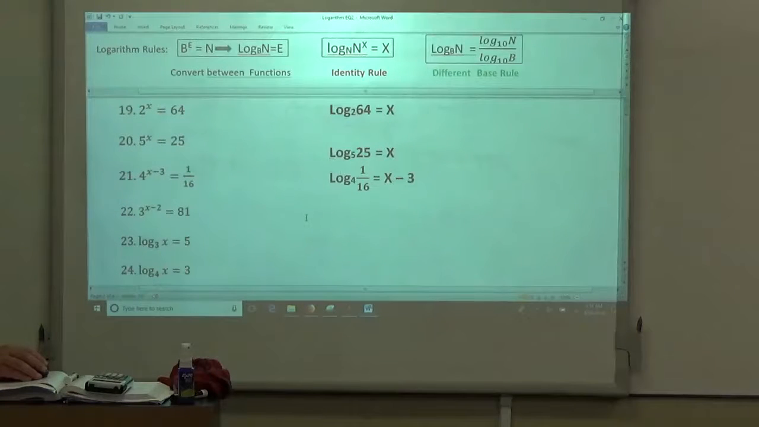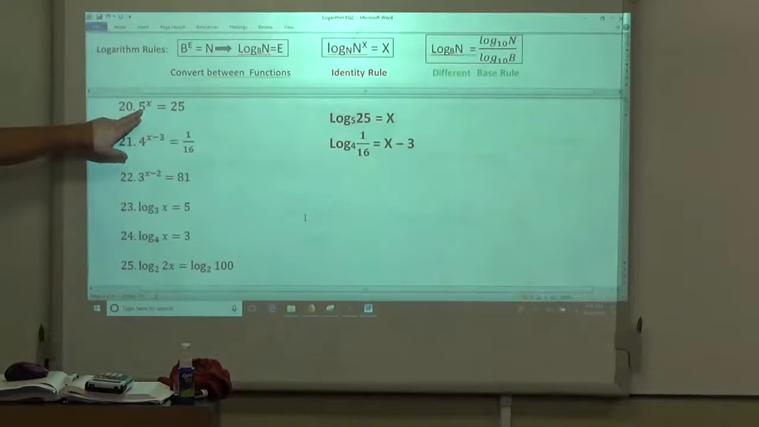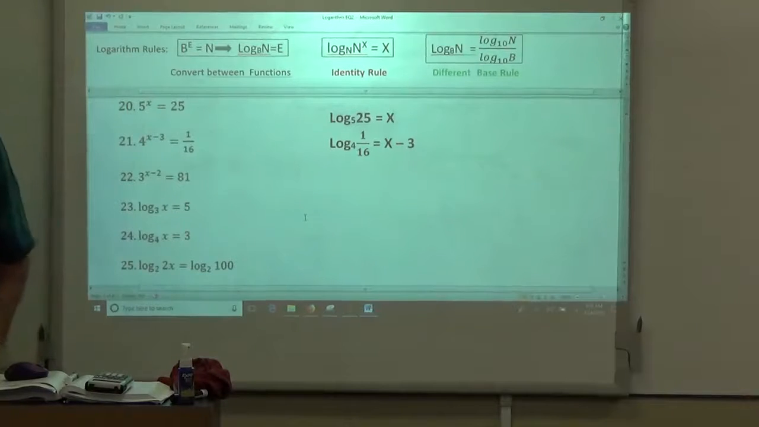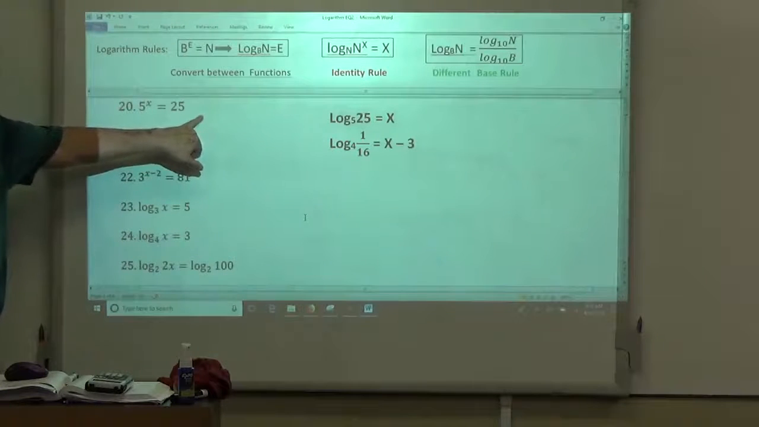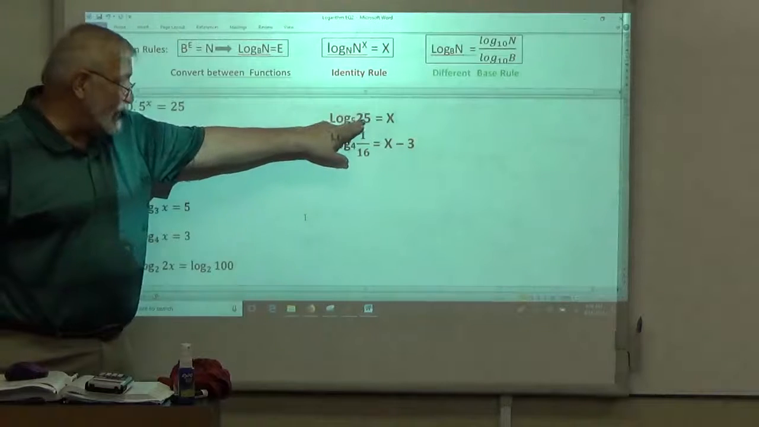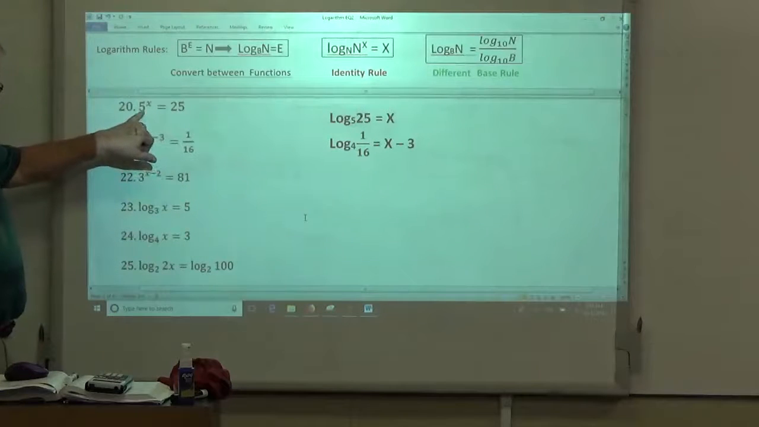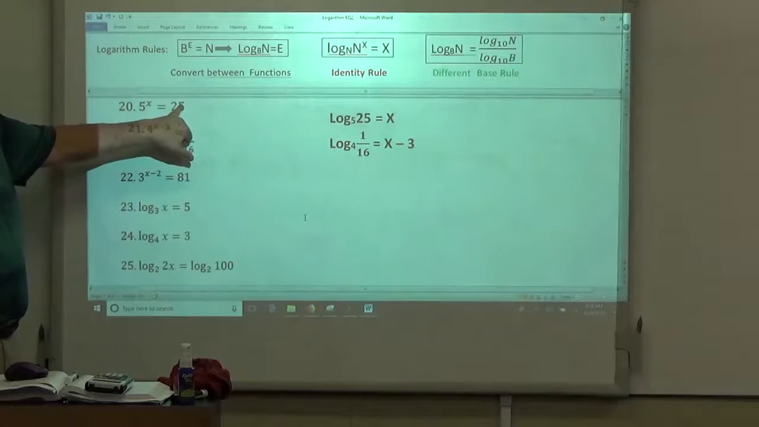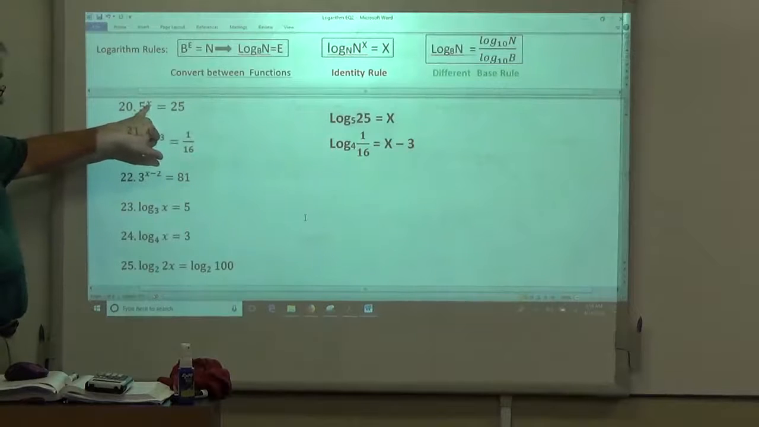Okay, all right, what do we got for the next one? 5 to the x equals 25. Now, I would not do that problem. Why? Because it's a math fact. 5 to what power is 25? 2, right? But if we didn't know that, then we take log base 5 of both sides. And we'd have log base 5 of 25, because that's the exponent, equals x.